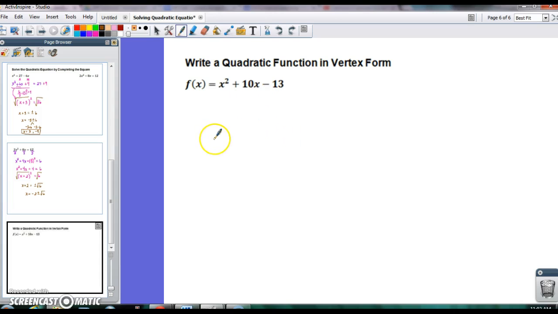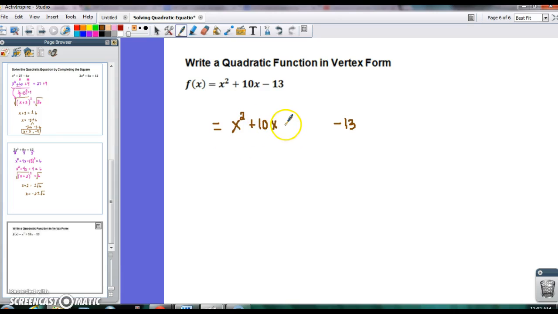So this is the last problem we're going to do. Because I'm short on time, I'm going to go through this a little bit fast. So I want to write this in vertex form. So I'm still going to complete the square, and here's how I'm going to do it. I'm going to leave a space here so I can complete the square, and then I'm going to just move my negative 13 over.